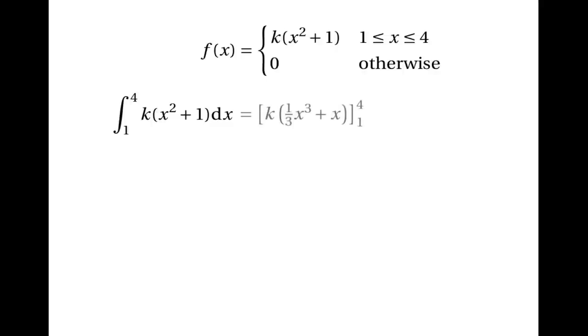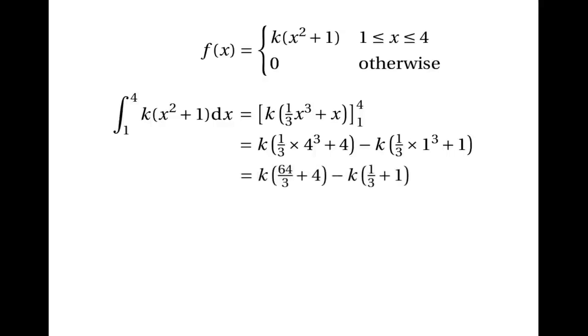Now the integral of x squared is a third of x cubed, and the integral of 1 is x. So the integral we're looking for is k times a third of x cubed plus x, with limits 1 and 4. That's equal to k times a third of 4 cubed plus 4, take away k times a third of 1 cubed plus 1. And if you work that out, that's k times 64 over 3 plus 4 minus k times 1 over 3 plus 1.